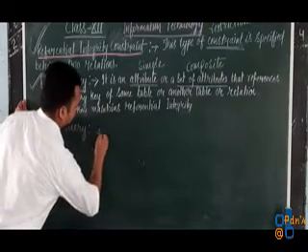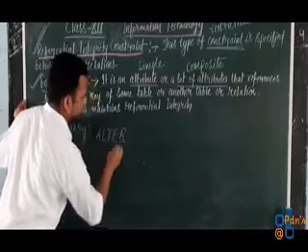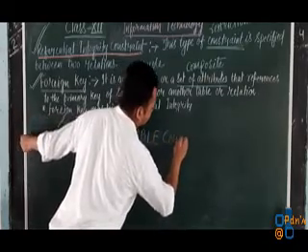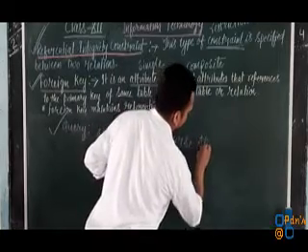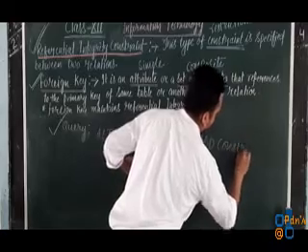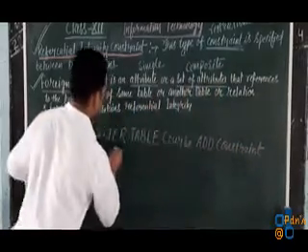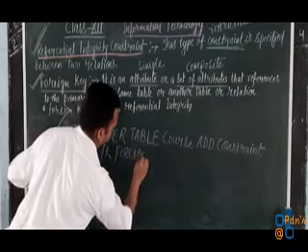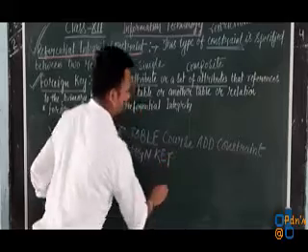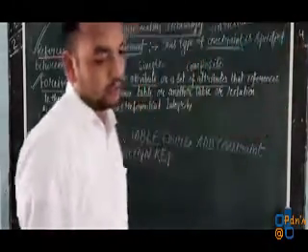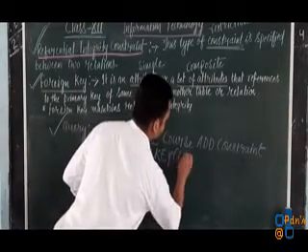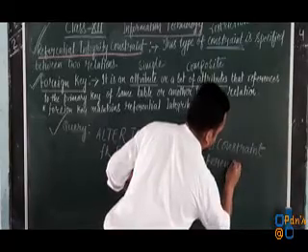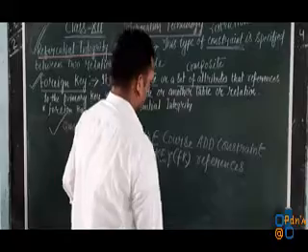So I am changing the table. Alter table course, add constraint FK, foreign key, references student.